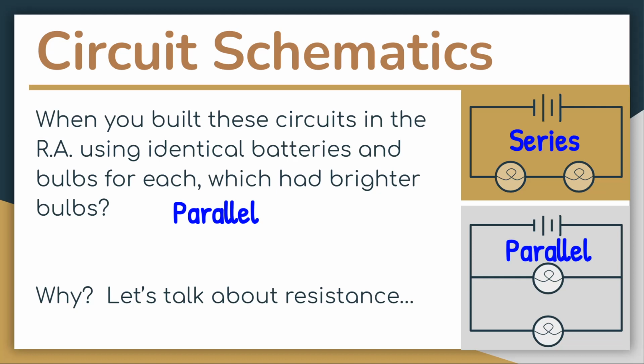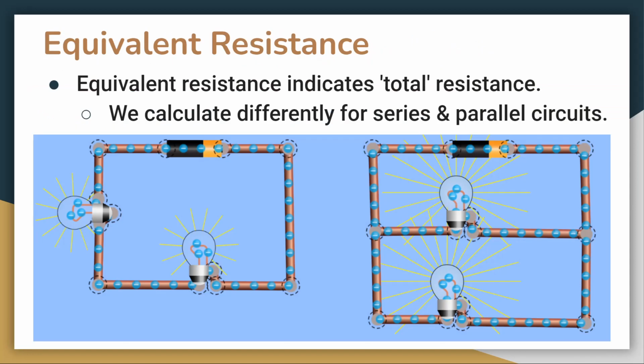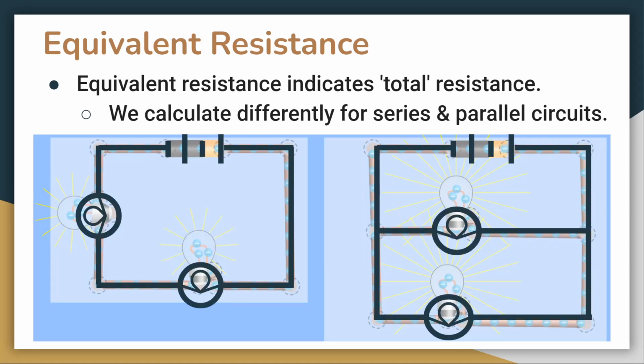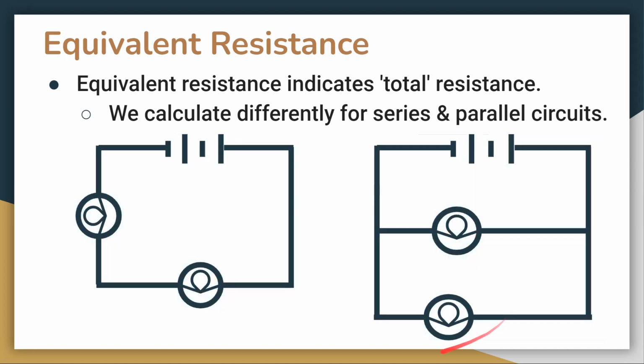And so we need to talk about the equivalent resistance of the circuits. Okay, if you want to write down a definition, you can. Equivalent resistance indicates the total resistance of the circuit. We calculate it differently for our series and parallel circuits. So let's take a look at the schematics instead of the diagrams from the PhET. And let's say that we have 3 ohm light bulbs. They're all the same, all of them are 3 ohms. Okay, and we could figure out what our total resistance is, but I'm going to tell you right now it's not the same for these 2 circuits.